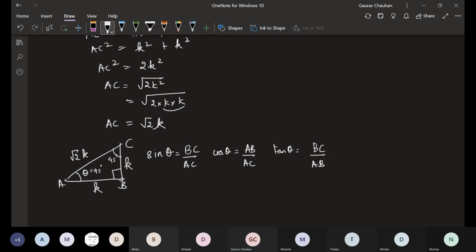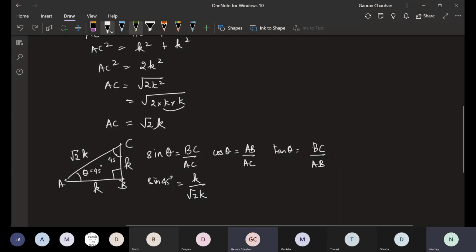How much will the value come? Tell me. So sine 45, in place of theta I'm writing 45 degree, because theta is 45 degree. Tell me, in place of BC what I should write. Sir, K by root 2K. K by root 2K. How much it comes, Nishchay? Sir, K gets cancelled, it will be 1 by root 2. 1 by root 2. Okay, very good.